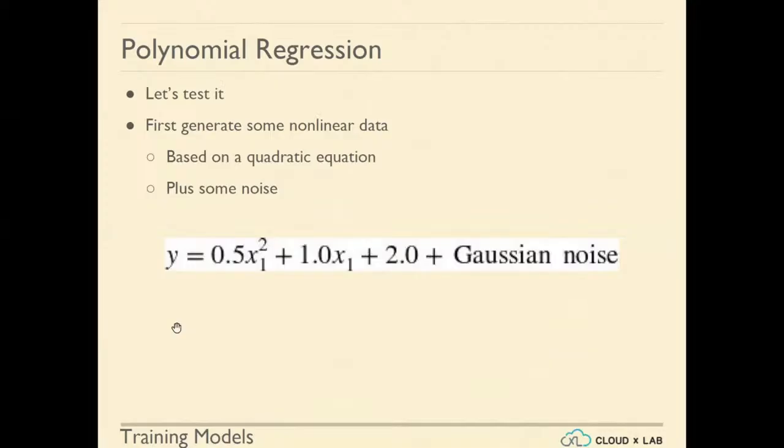Okay. So let's test it. What we will do is first create nonlinear data, right? To create nonlinear data, I'm using this equation: y is equal to 0.5 x1 square plus 1 x1 plus 2, right? So degree 0 term, degree 1 term, and degree 2 term, right? And here we only have one feature x1, and y is the output and the input is x1, right?